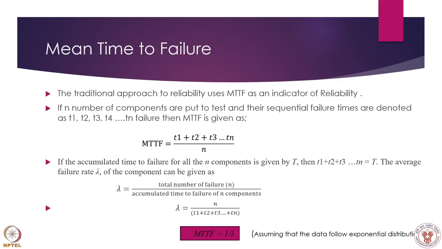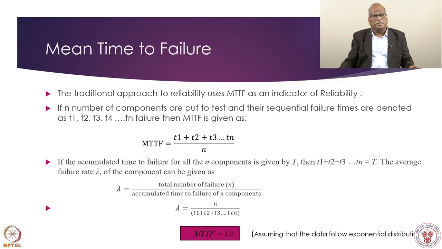Now we'll see mean time to failure. Mean time to failure is nothing but the failure event times summed up for all events, and the average is taken. Like you can see in the model here, mean time to failure is T1 event plus T2, and so on. You can visualize that n components were put on test, and for all the components, up to the nth component to fail, whatever accumulated time was there, the summation of this time is divided by the number of events. So this gives us the mean time to failure.